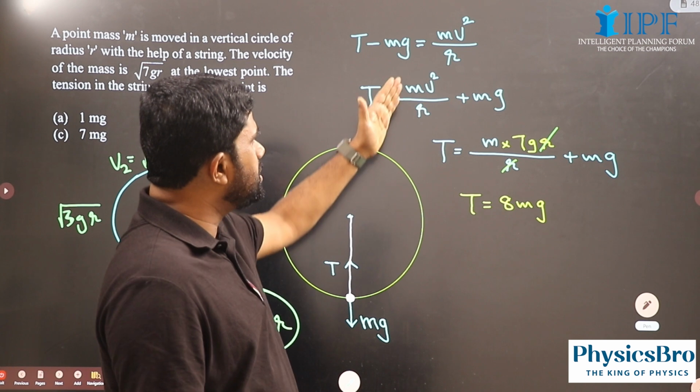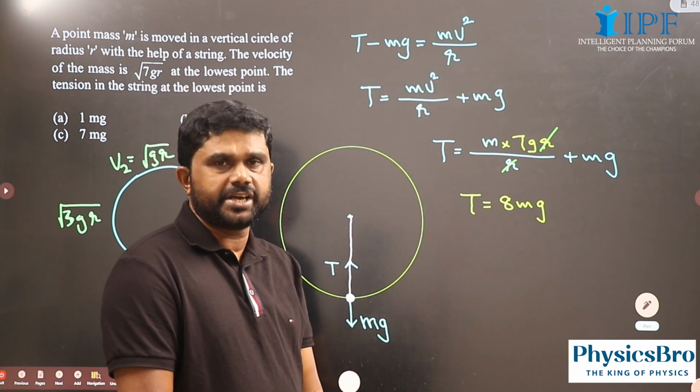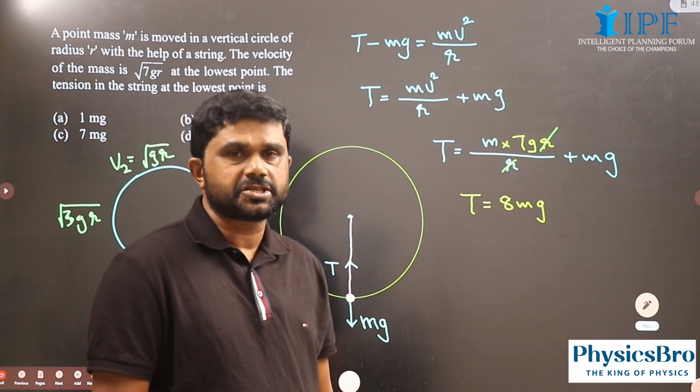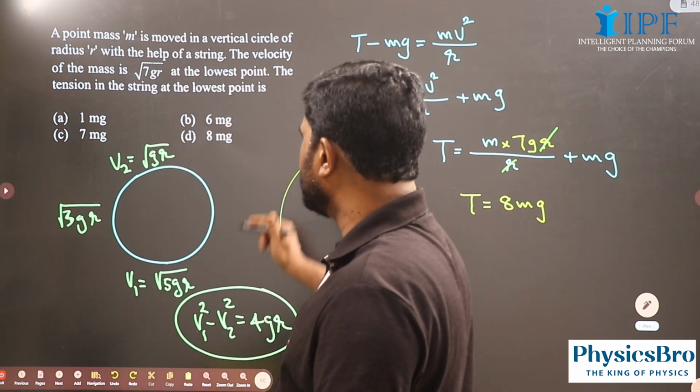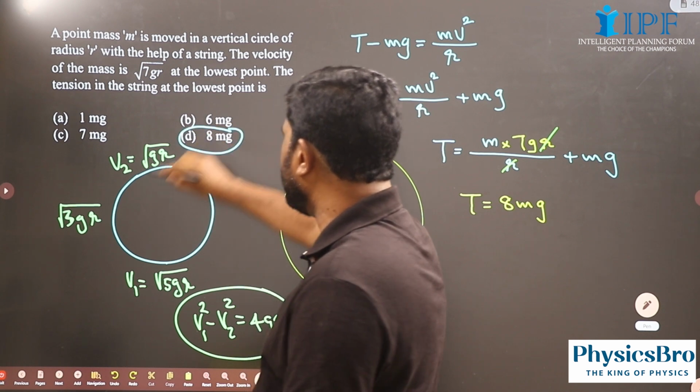And here T equals mv square by r plus mg. We have root 7 gr, so v square will be 7 gr. And tension will be 8 mg. Okay, so here the answer will be 8 mg.